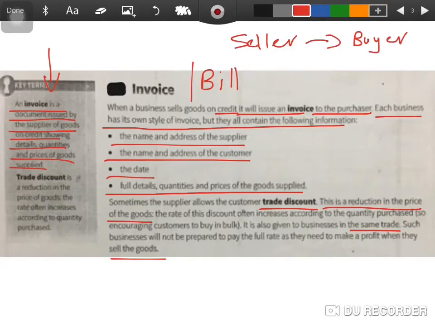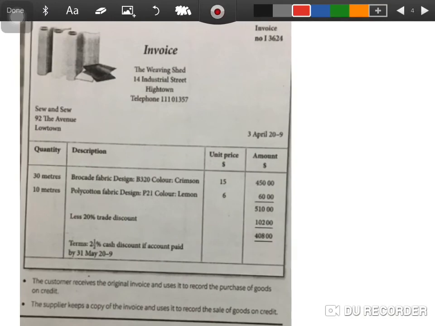So I'm going to obviously upload a separate video on the difference between a trade discount and a cash discount as well. Now, here is an example of an invoice. In the examinations, you could also have to outline the use of an invoice. You might also have to fill a pro forma document.